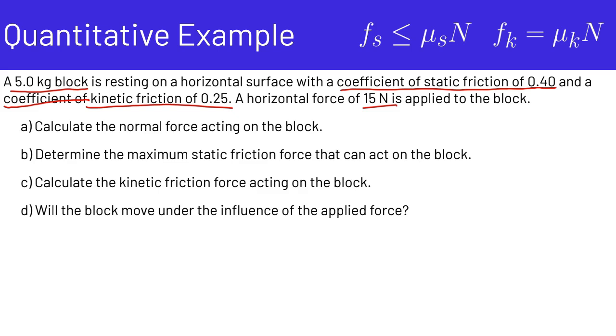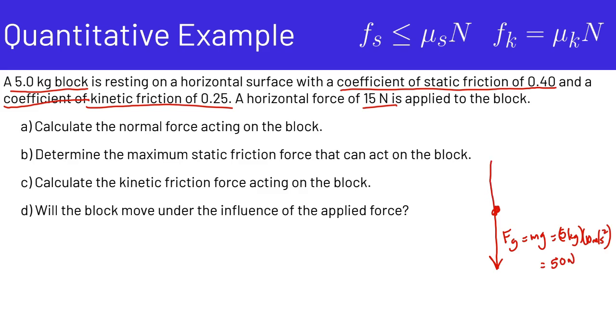All right, so the first thing we're going to do is draw a free body diagram. That's the way we start to solve pretty much any free body force problem. Okay, so first we have the gravitational force. So Fg is m times g, which is equal to 5 kilograms times 10 meters per second squared. So this is equal to 50 newtons.